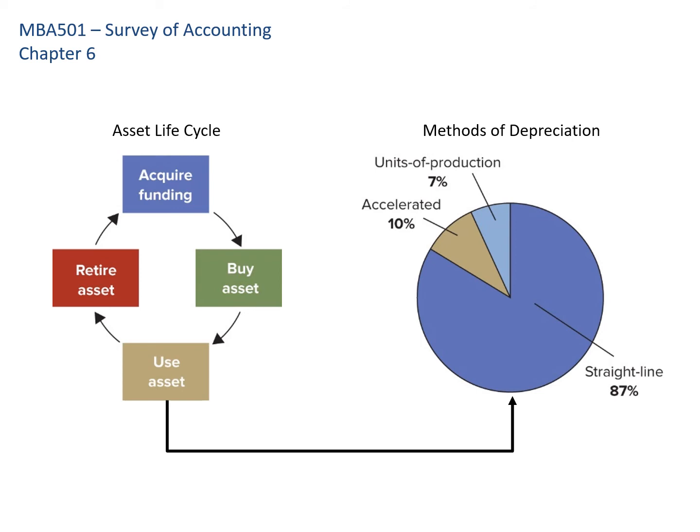That pie chart there shows what kind of methods people use for depreciation, and I'll talk about all three of those. As you can see, straight line is far and away the most common. It's also the easiest from a math standpoint. Then the last step, after you're done using the asset, we would retire it, and we'll talk about that later as well.